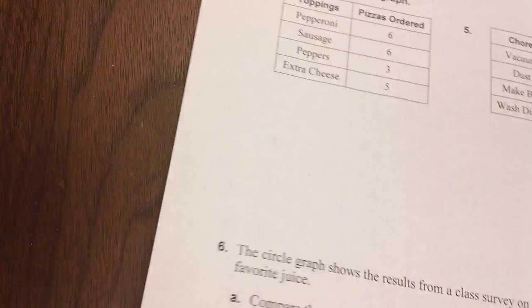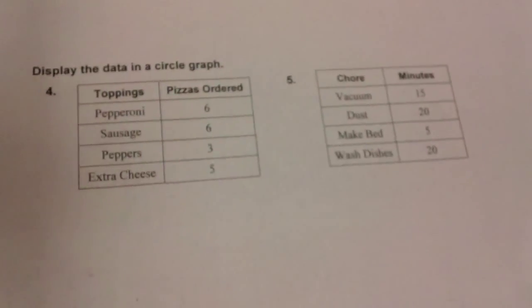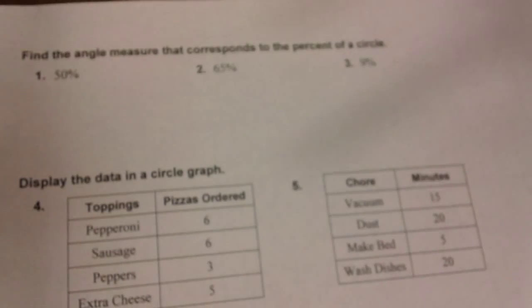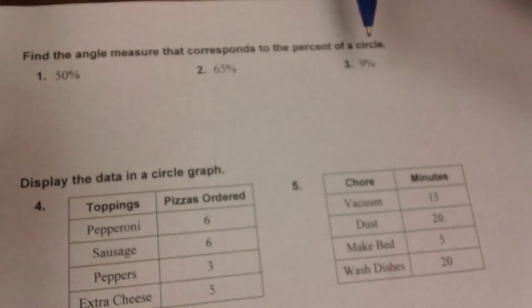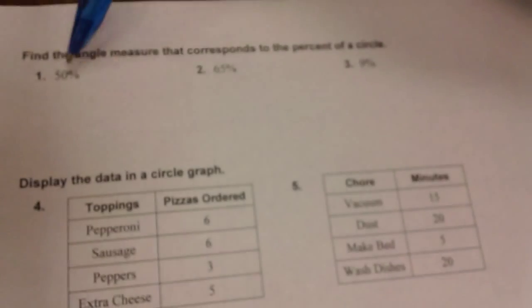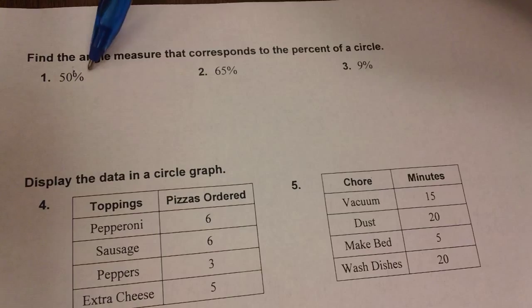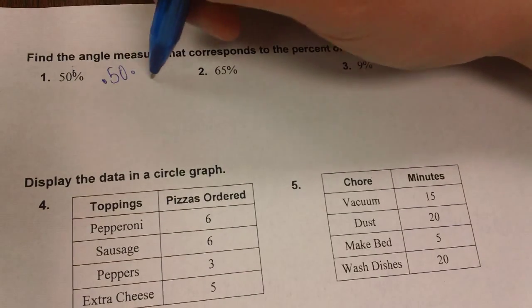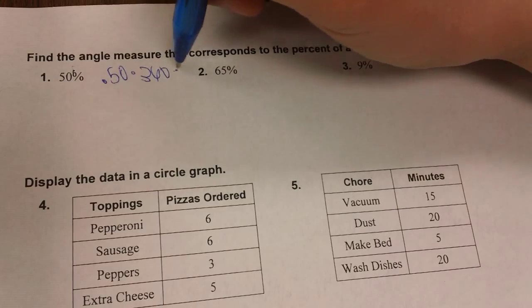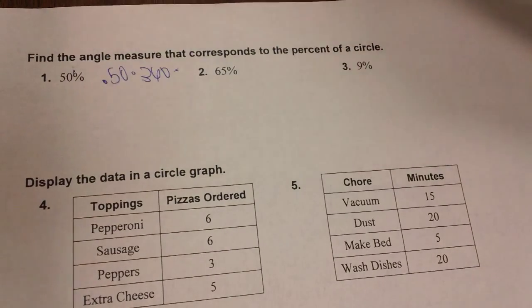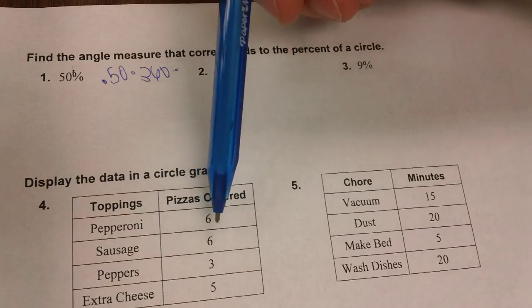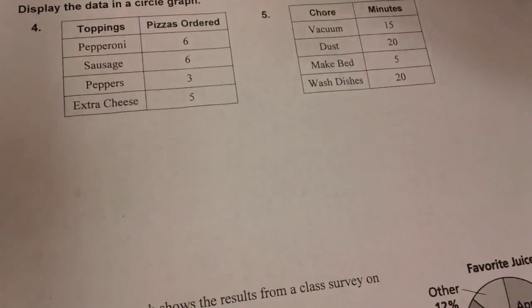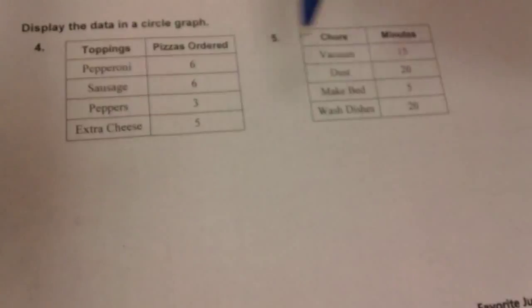Okay, turn your paper over. You have some problems to do. Find the angle measure that corresponds to the percent of the circle. So we find the decimal form, so this one would be 0.50, and multiply by 360 degrees, and that's going to tell you the angle measure. Then you have two problems where you have to display the data in a circle graph.